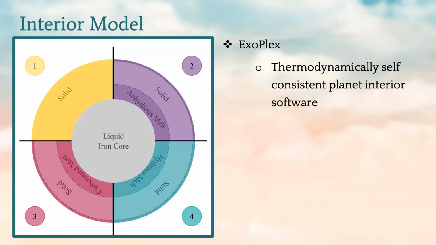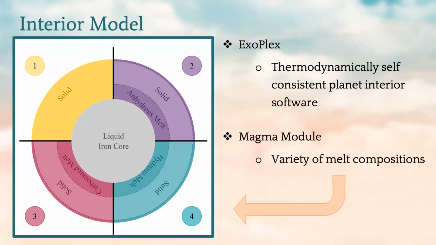within ExoPlex. So we have ExoPlex, a thermodynamically self-consistent planet interior modeling software. And within this magma ocean module, we included a variety of different melts. So we had an anhydrous magma with no volatiles, a hydrous magma with water, and a carbonated melt, which has CO2. And the reason we chose water and CO2 is because they are expected to be outgassed within the planet evolution cycle, as well as water is a sticky thing and it likes to get into everything.